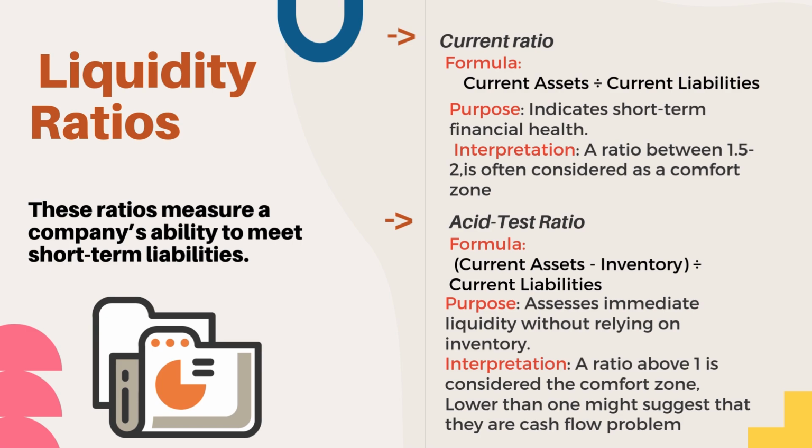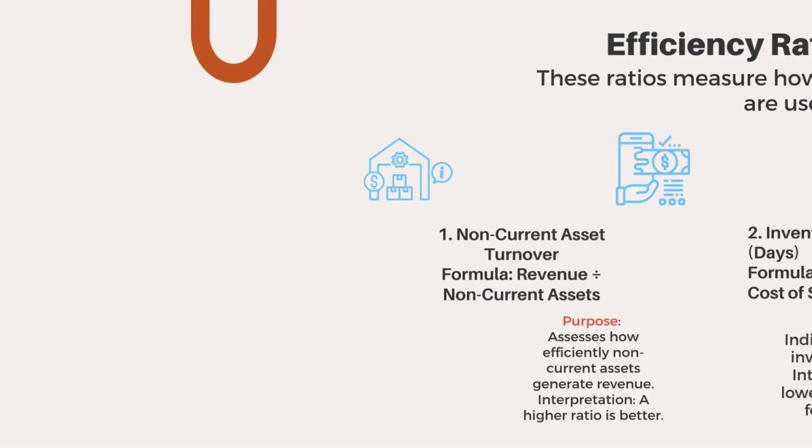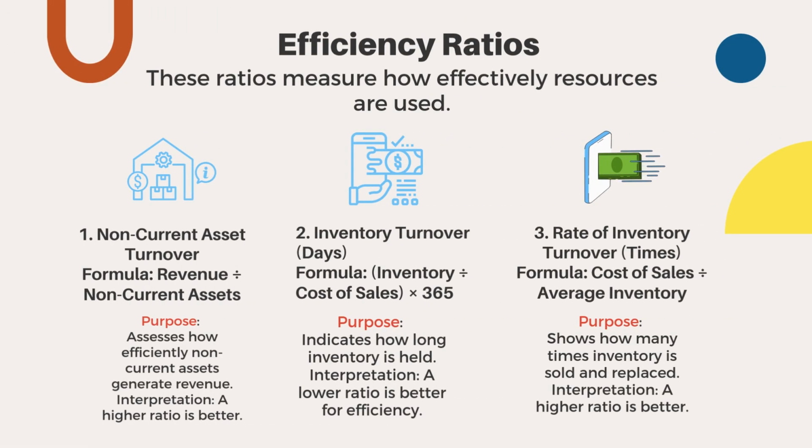2. Acid test ratio. Formula: current assets minus inventory, divided by current liabilities. Purpose: assesses immediate liquidity without relying on inventory. Interpretation: a ratio above 1 is considered the comfort zone; lower than 1 might suggest that they have a cash flow problem. Efficiency ratios. These ratios measure how effectively resources are used.